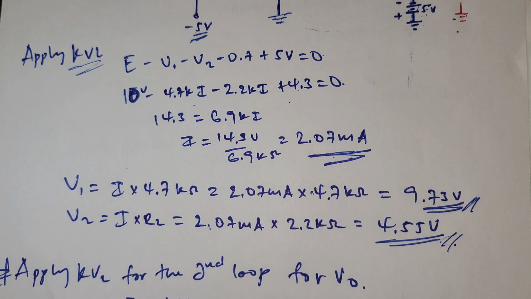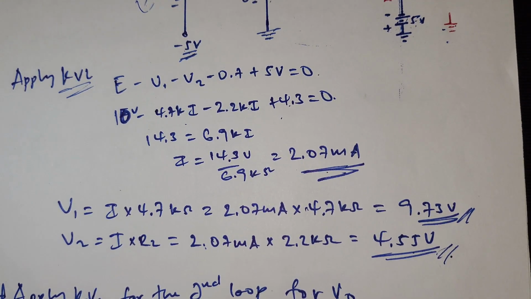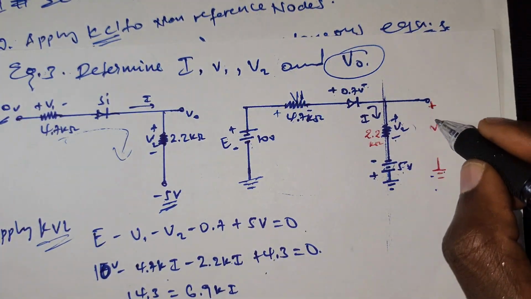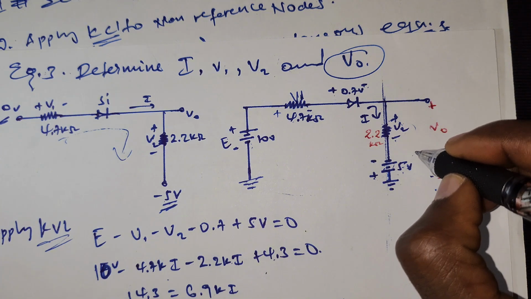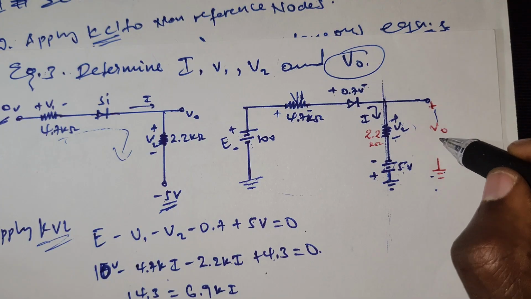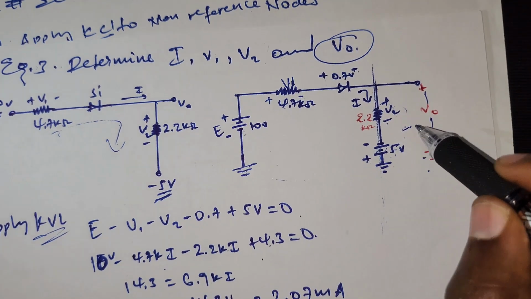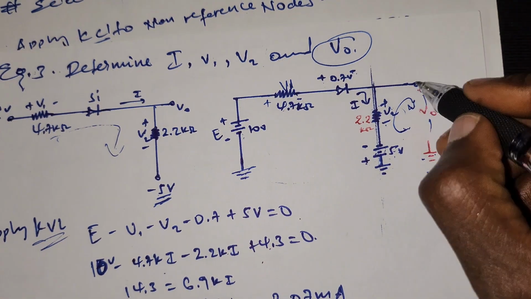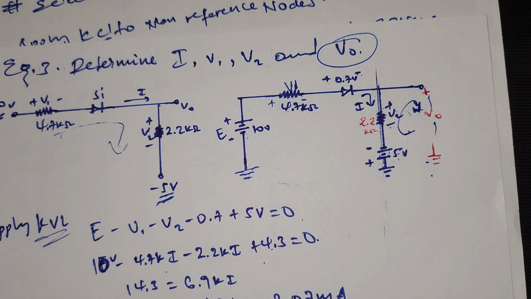Now the final step is to calculate V output, the voltage across this one. Right here also we assume a closed path. Assume this is a multimeter, this is a ground, and this is a closed path. So we apply KVL to this very loop.